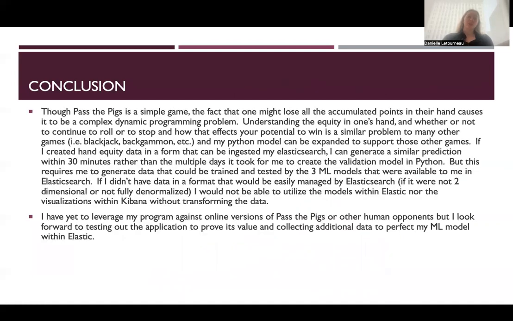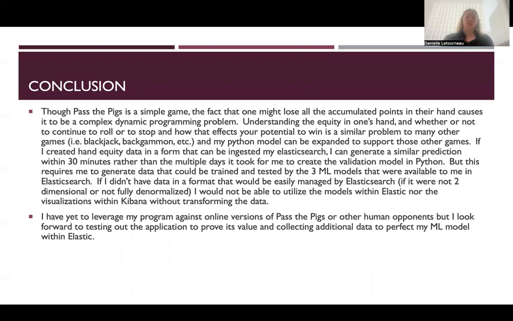In conclusion, though Pass the Pigs is a simple game, the fact that one might lose all of the accumulated points in their hand causes it to be a complex dynamic programming problem. Understanding the equity in one's hand and whether or not to continue to roll or to stop, and how that affects your potential to win, is a similar problem to many other games, for example, blackjack or backgammon. And my Python model can be expanded to support those other games.